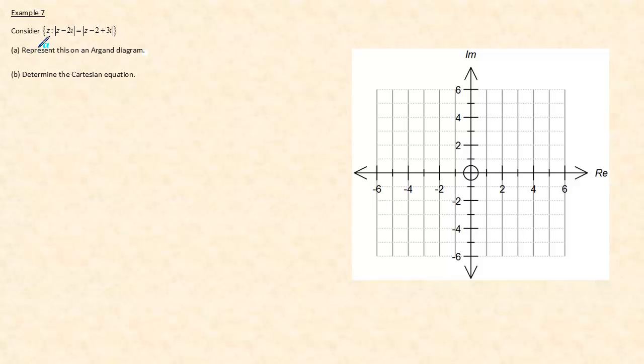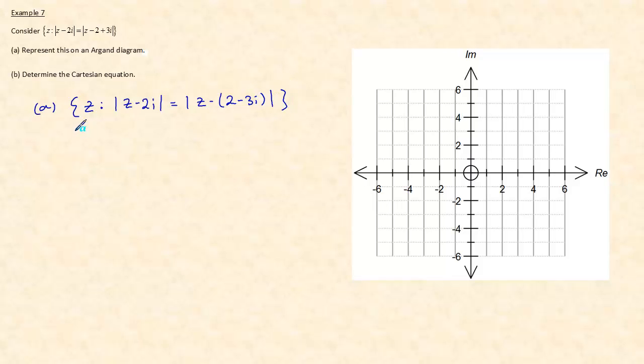Consider the set of values of z such that the distance of z from 2i is equal to the mod of z minus 2 plus 3i. Now we need to rewrite that slightly. So that's going to be z such that |z minus 2i|, so we can see that's the distance of z from 2i. And here we have to make this z minus and put the point in a bracket. So that's going to be 2 minus 3i. If we put that in a bracket, think about expanding it back out again.